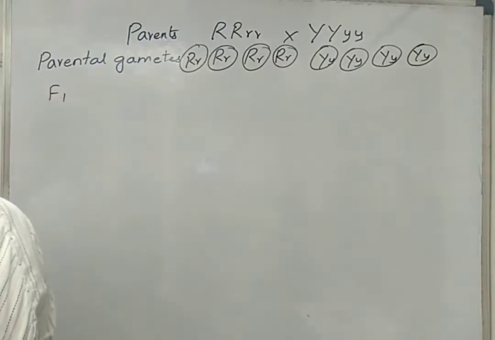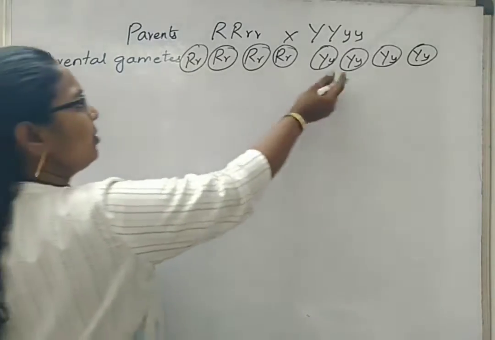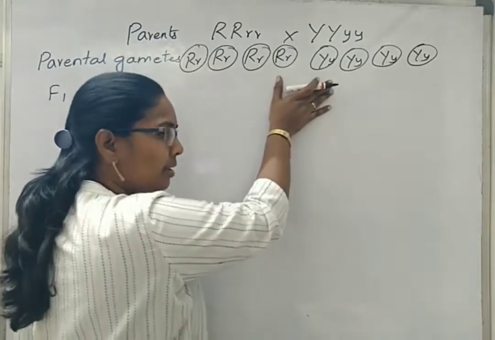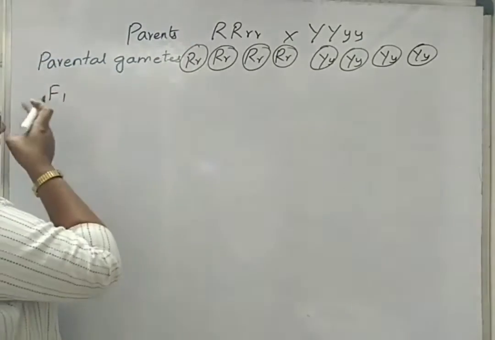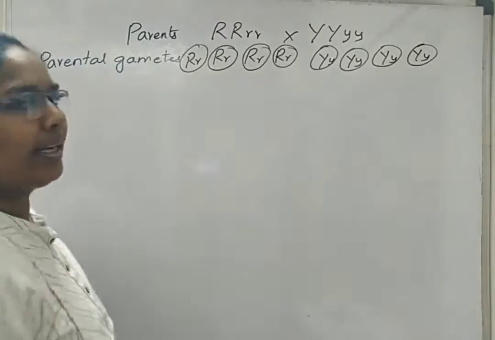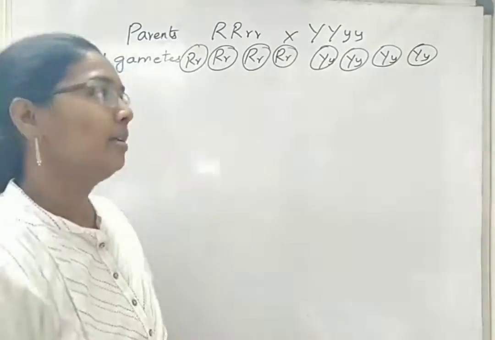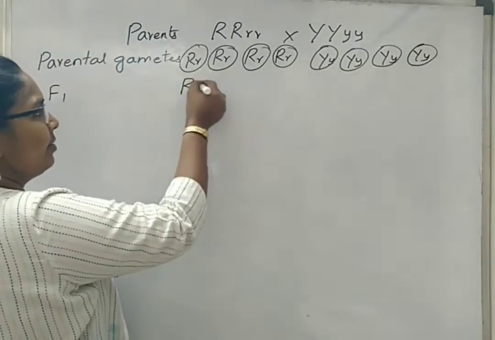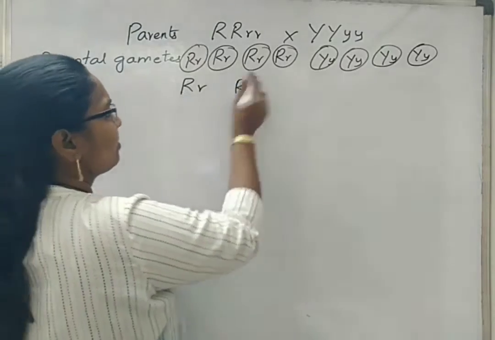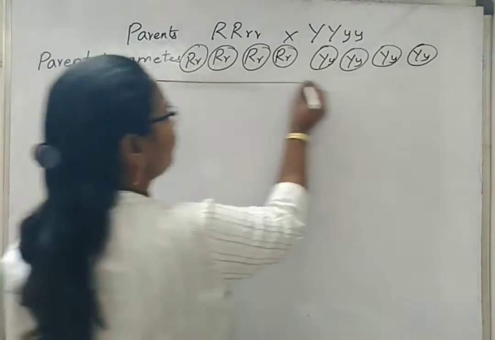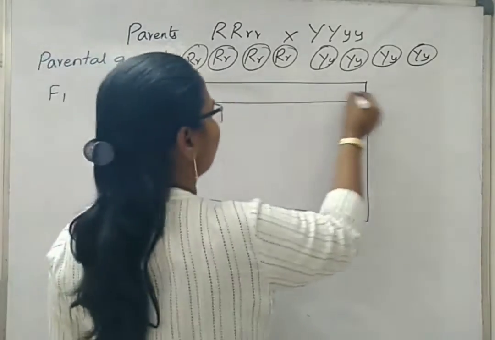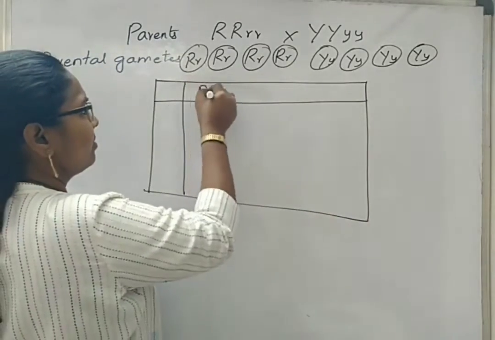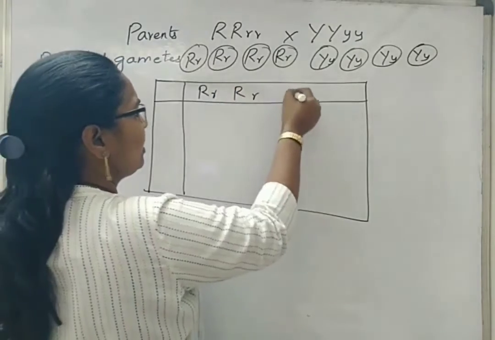We try to obtain the F1 generation. We have to combine or fuse these two different types of gametes from two different parents. Now, if I write this in the form of a Punnett square, how does it look? First of all, I will draw the board. One gamete, another gamete.